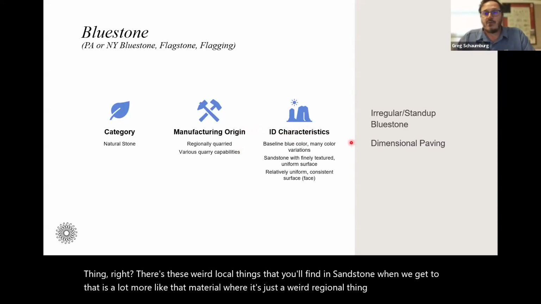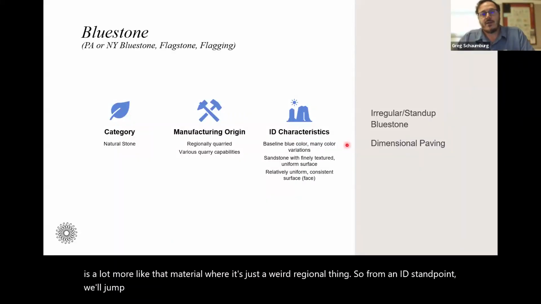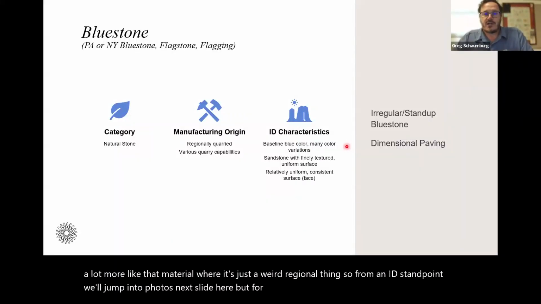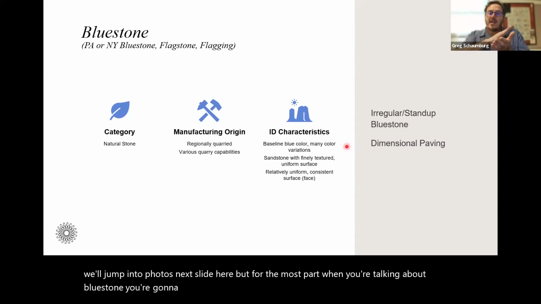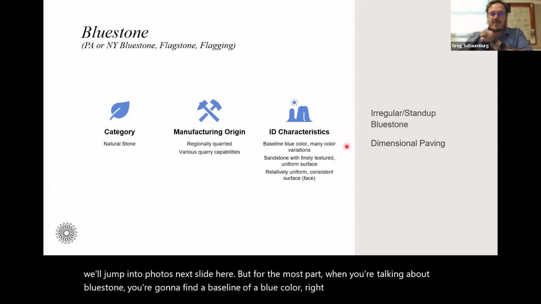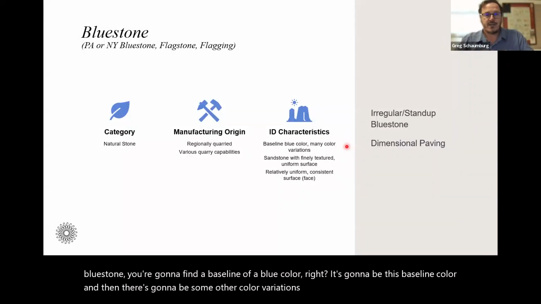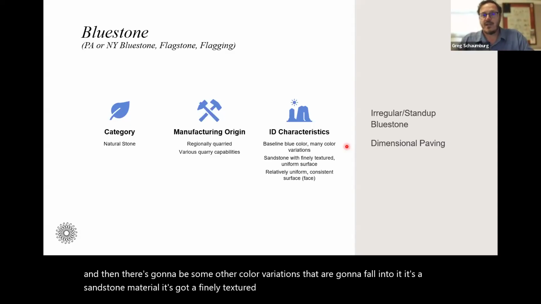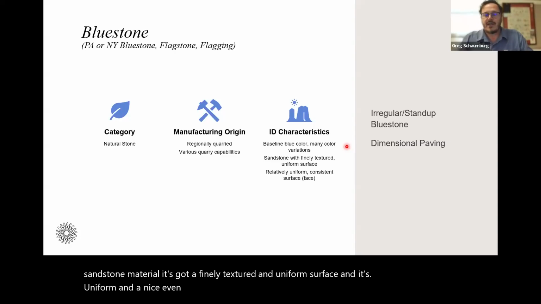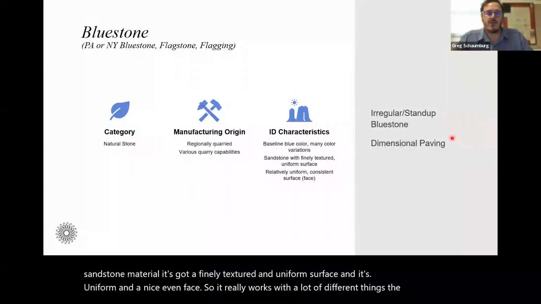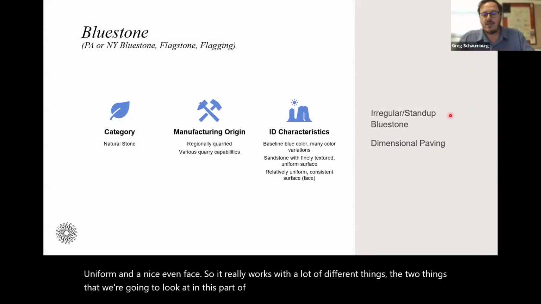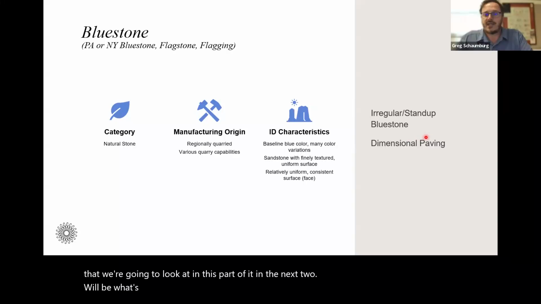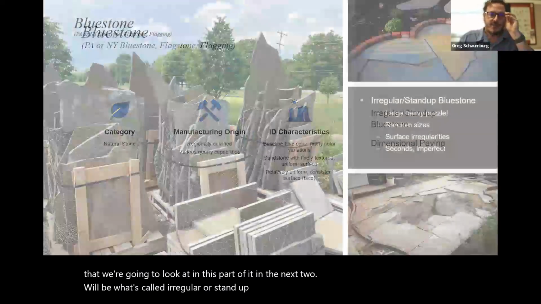From an ID standpoint, we'll jump into photos next, but for the most part, when you're talking about bluestone, you're going to find a baseline of a blue color, and then some other color variations that fall into it. It's a sandstone material with a finely textured, uniform surface and a nice even face, so it really works with a lot of different things. The two things we are going to look at in this part, and the next two, are irregular or stand-up bluestone, and then dimensional paving.